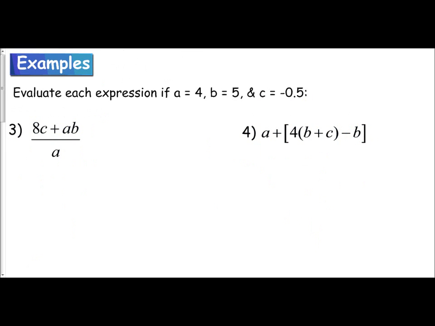So these examples deal with evaluating variable expressions when you're given the values of each variable. For example, the first one, 8c plus ab over a. I'm telling you that a is 4, b is 5, c is negative 0.5. So before we start using our order of operations of parentheses, exponents, then multiplication, division, left to right, and then addition, subtraction, left to right, we have to plug in the values first. And so this one, we're going to do 8 times c. So remember, when you plug in the values, put them in parentheses, 8 times negative 0.5, plus a times b, which is 4, times 5, all over a, which is 4.